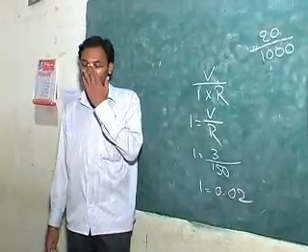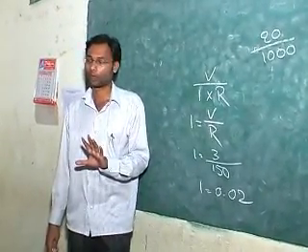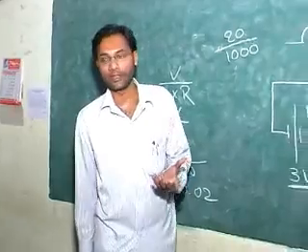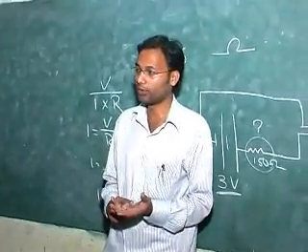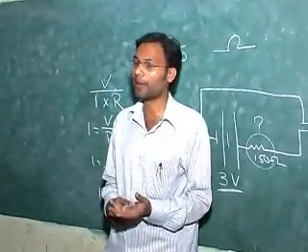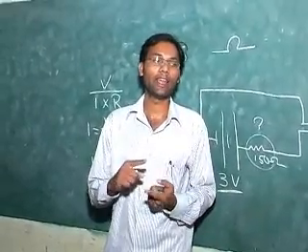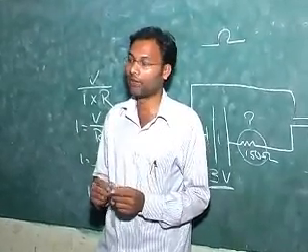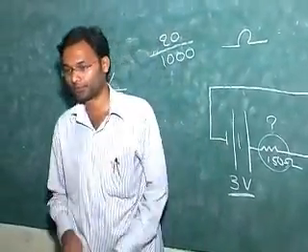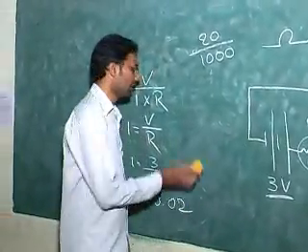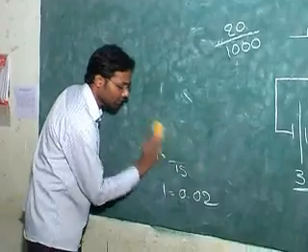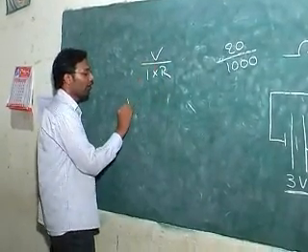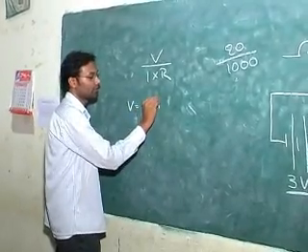So what is the use of Ohm's law? We can find the I value when you know the remaining two values. You can find the R value when you know the remaining two values. You can even find the V value also. Let us find the V value now. V is equal to I into R.